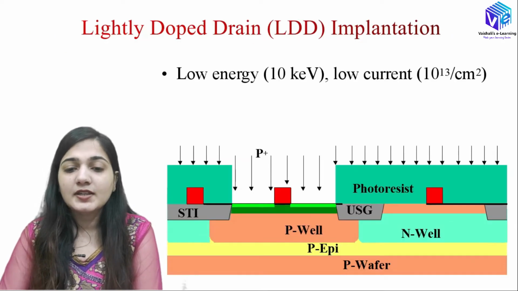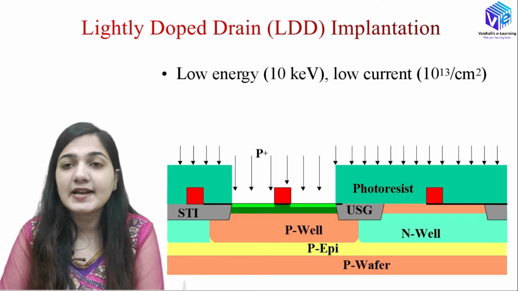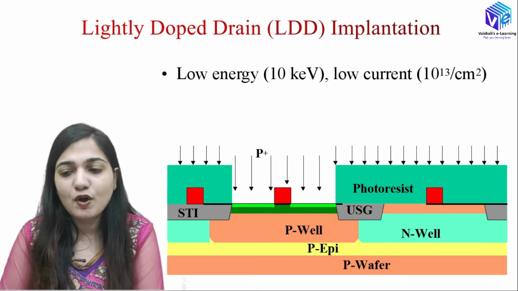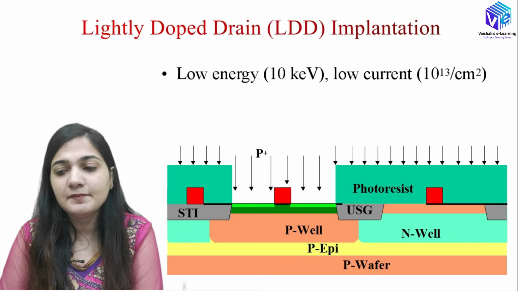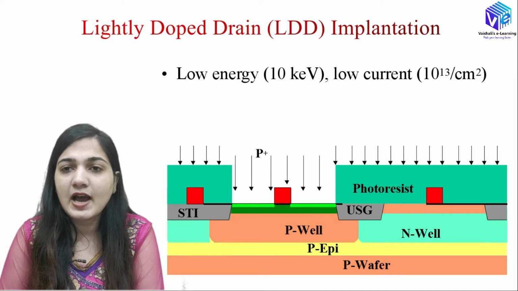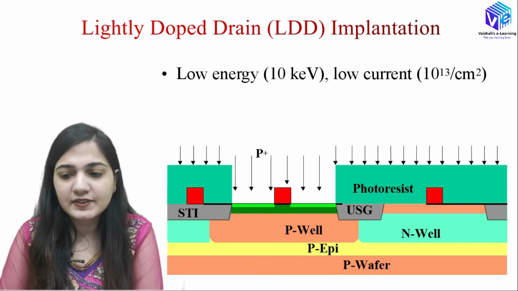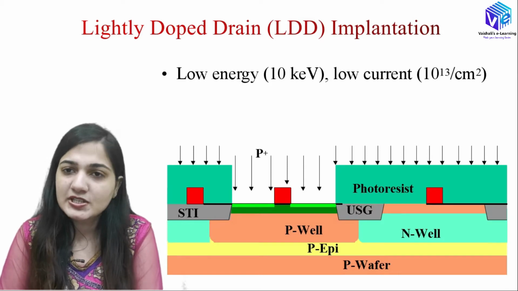Now in the lightly doped drain implantation, or what we call LDD implantation, we are again using low energy and low current. The current is of the order of 10 raised to power 13 per centimeter square. Again we are not going to have a very highly doped region. So an N region or P region we can have with the help of 10 raised to power 13 per centimeter square current, which is low current.